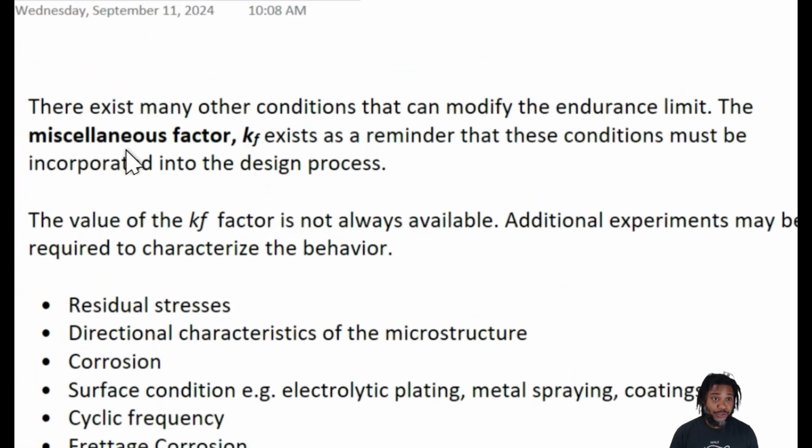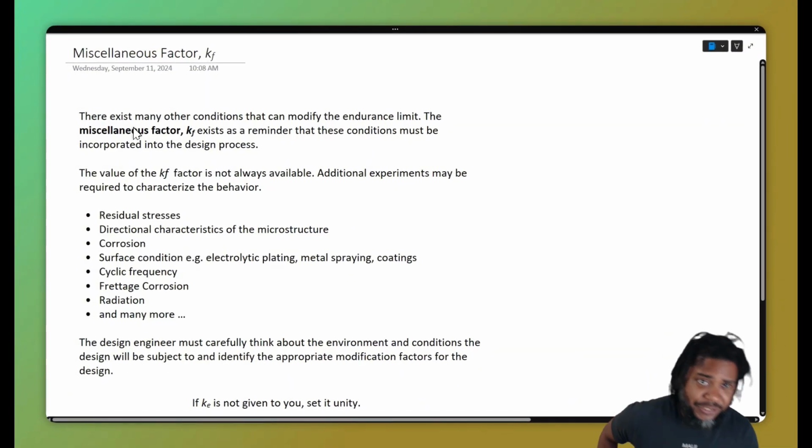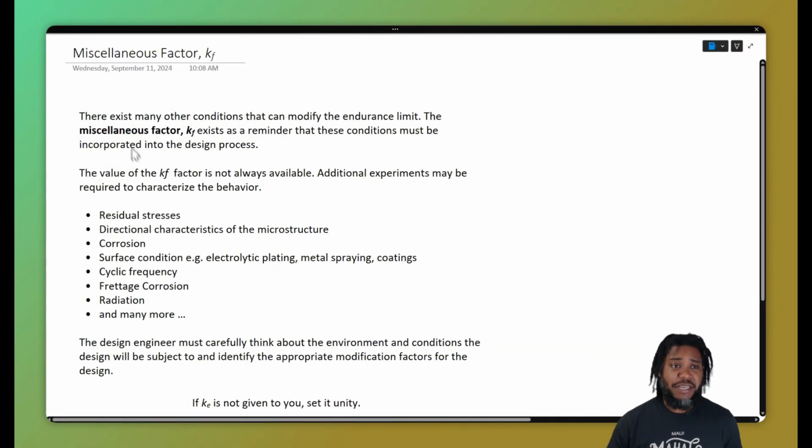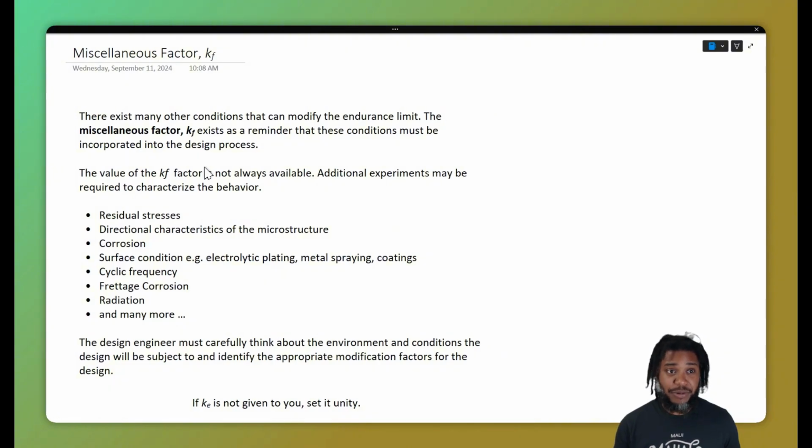And now finally, our miscellaneous factors. There exist many conditions that can modify our endurance limit. And the miscellaneous factor exists to remind us that these conditions should be incorporated into our design process. The value of KF is not always available. In some cases, we may not have experiments. We may not have enough data. We may not have the hundreds of experiments that help us to define it. And additional experiments may be required to characterize the behavior.